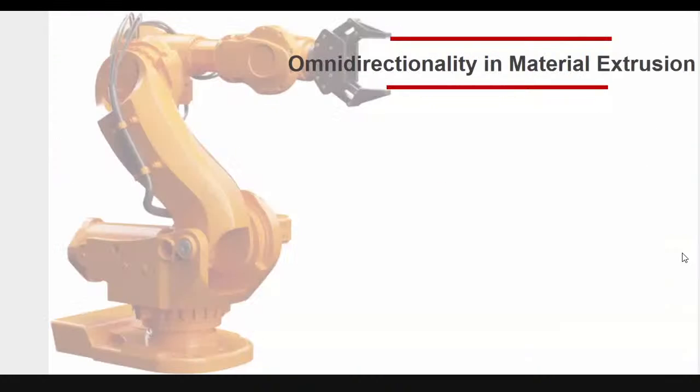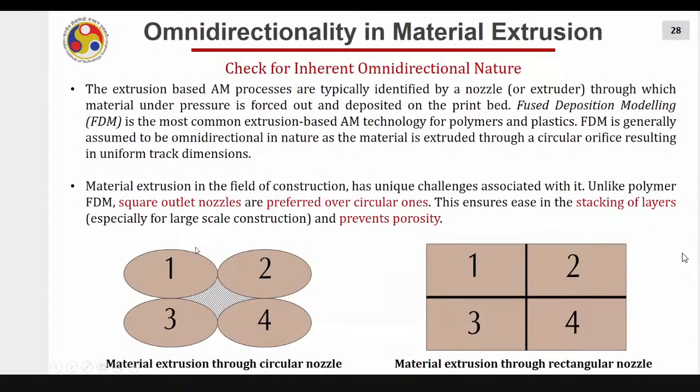Now let us discuss the omnidirectionality in material extrusion. So in the case of material extrusion based additive manufacturing processes, typically identified by nozzle through which the material under pressure is forced out and deposited on the print bed. Fused deposition modeling, FDM, is the most common extrusion based additive manufacturing technology for polymer and plastic. FDM is generally assumed to be omnidirectional in nature, as the material is extruded through a circular orifice, resulting in uniform track dimensions. So in that case, there is no issue.